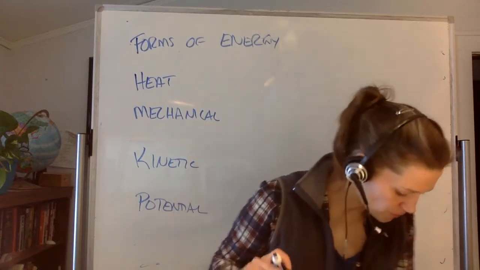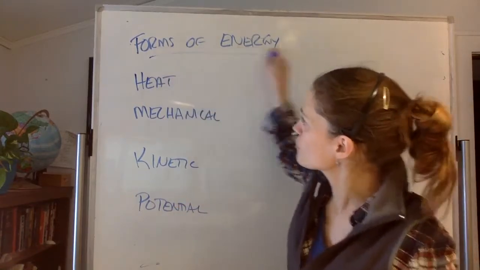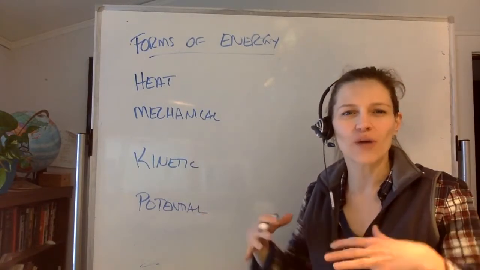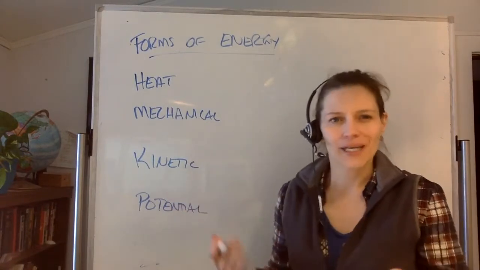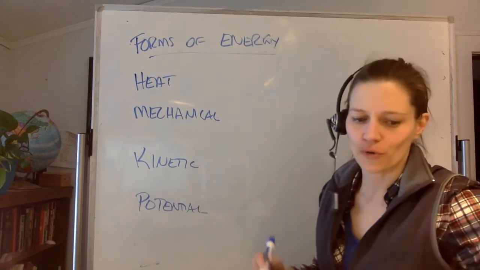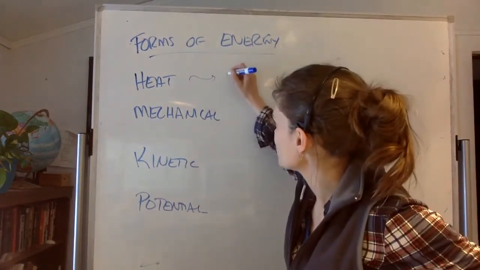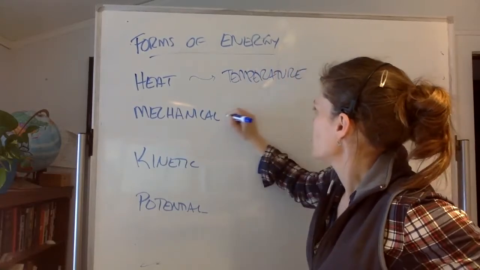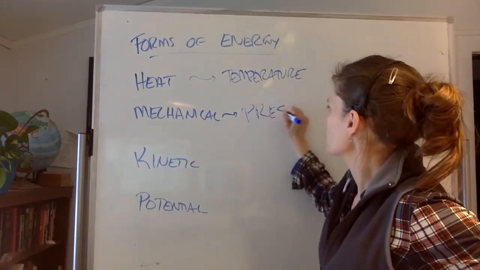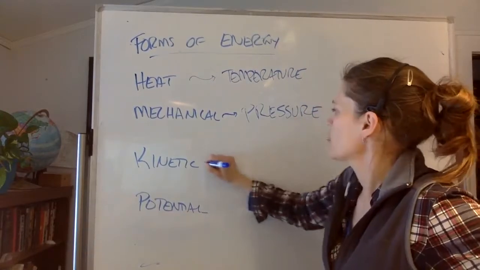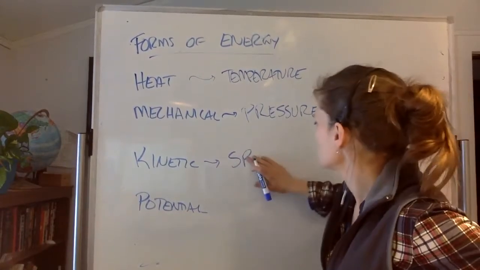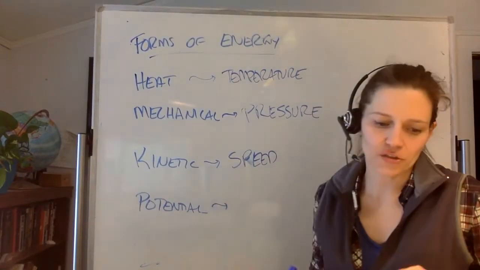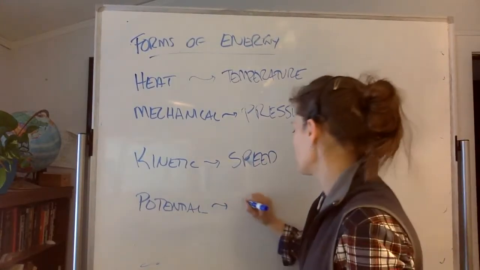So we've got forms of energy, so 4 different forms of energy: heat, mechanical, kinetic, and potential. And just to give you a sense of how we quantify heat, mechanical, kinetic, and potential, for heat energy, we're going to have that associated with temperature. Mechanical, we're going to associate that with a pressure. Kinetic, we're going to associate that with speed. And the potential is going to be some sort of configuration.